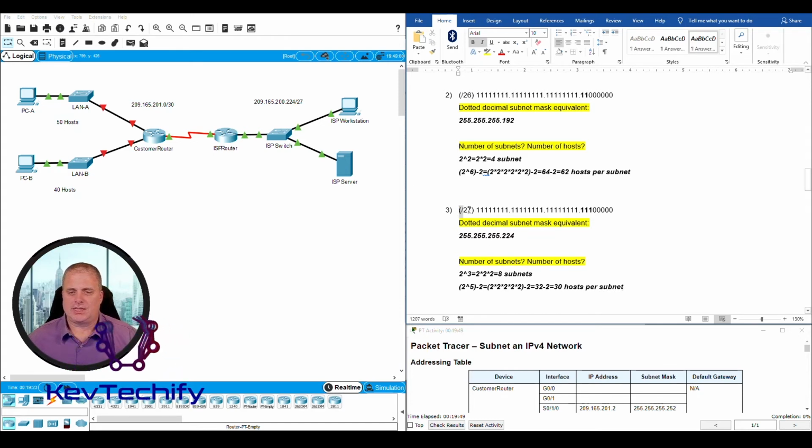Our /27 gives us 8 subnets. Each one of those subnets has 30 hosts per subnet.